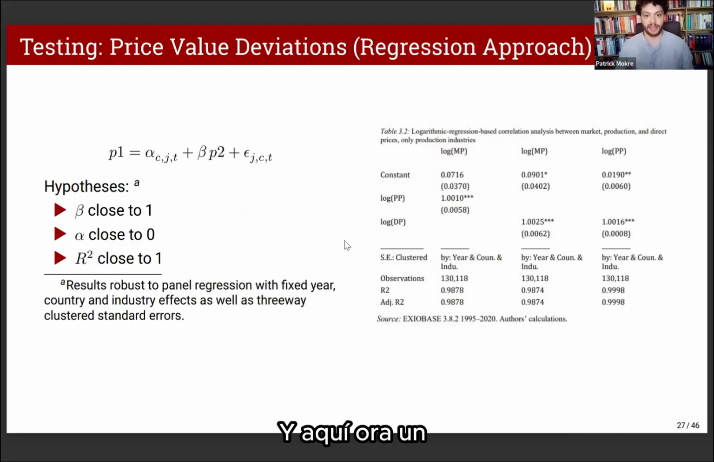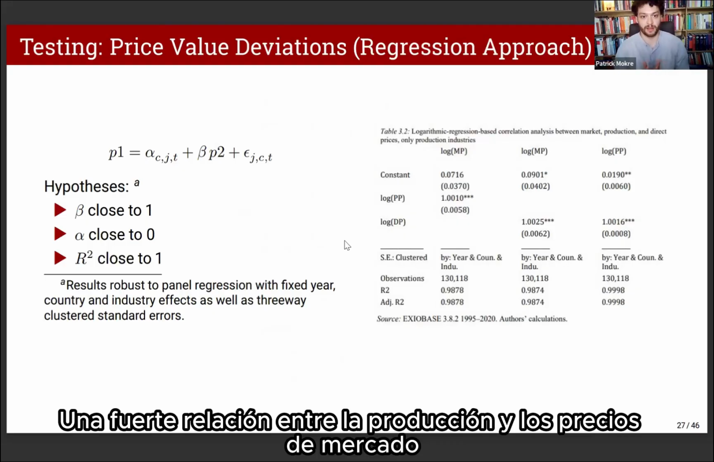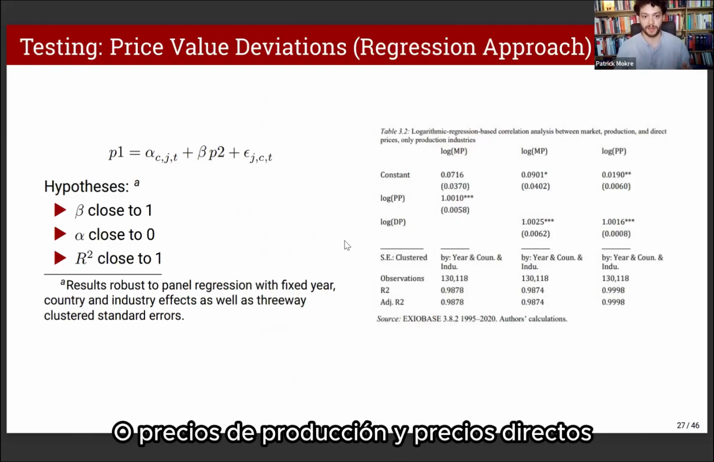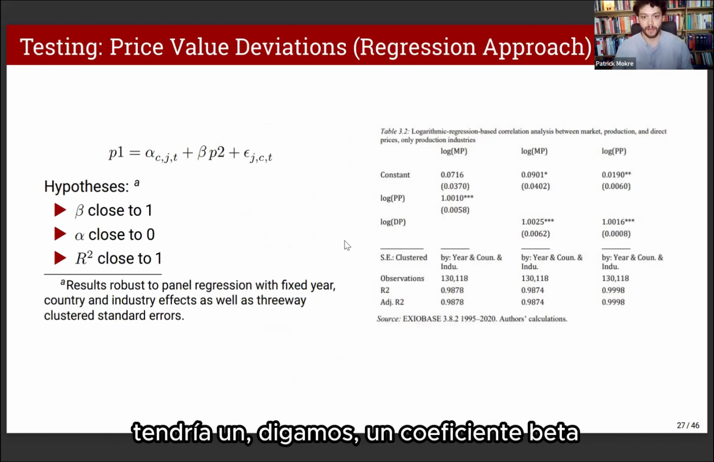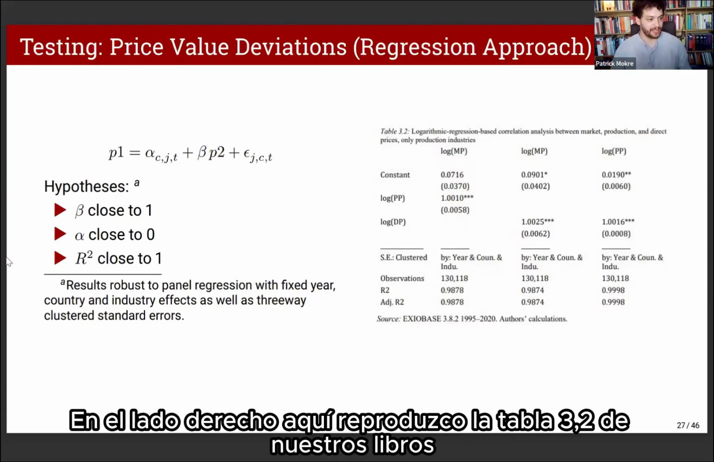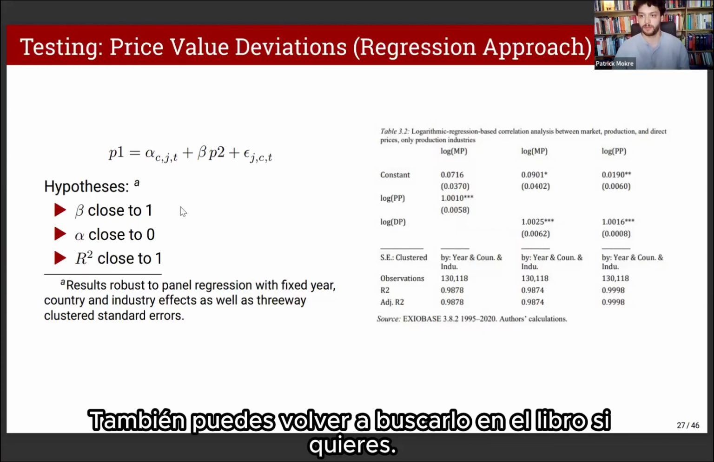And here now, a strong relationship between production and market prices, or direct prices and market prices, or production prices and direct prices, would have, let's say, a beta coefficient, a slope, close to 1, an alpha intercept close to 0, and an R squared close to 1. And on the right-hand side here, I reproduce table 3.2 from our book. So you can also, again, look it up in the book if you'd like.